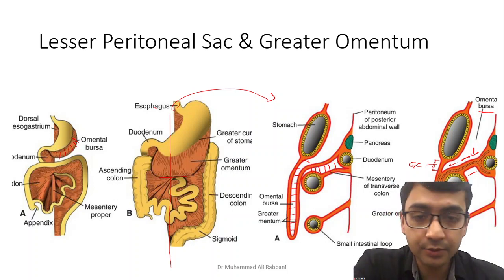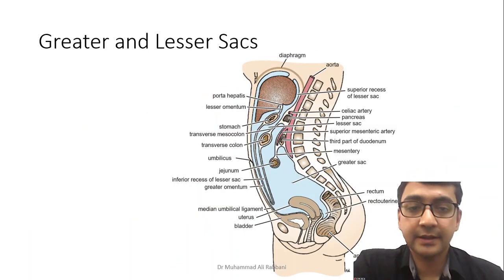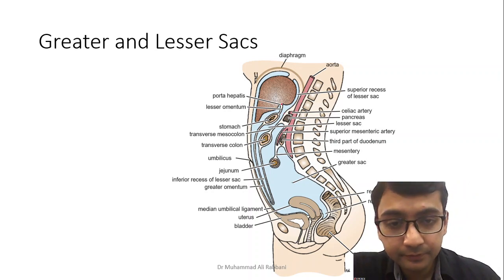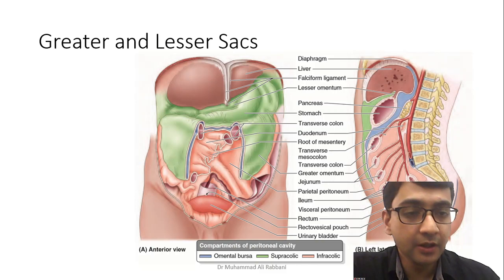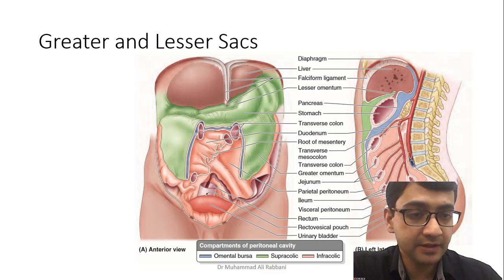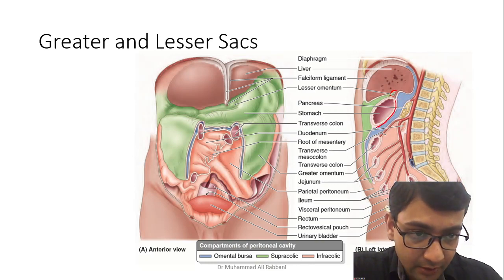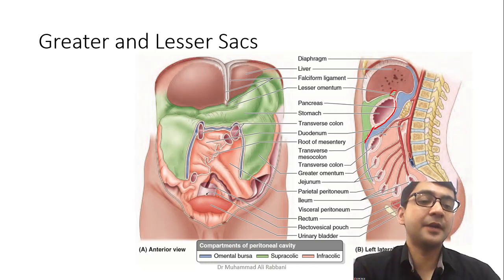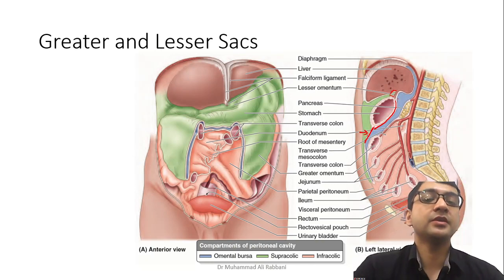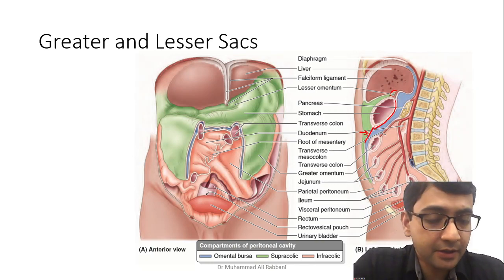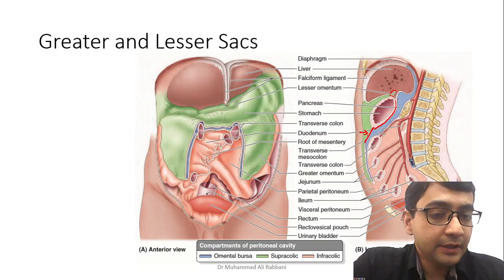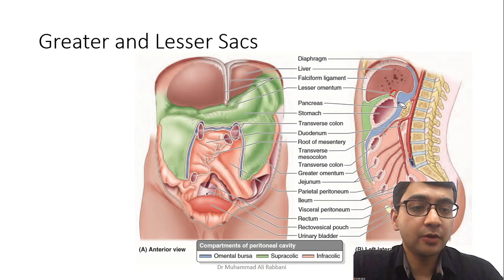Now you are ready to listen to the boundaries of the lesser sac. If you see the lesser sac from anteriorly, let me go into this picture. Here in the blue color, the cavity of the lesser sac is being shown. The lesser sac anteriorly is bounded by the lesser omentum. Then it is formed by the posterior surface of the stomach. Then it is lined anteriorly by the greater omentum, the part between the greater curvature of the stomach and the transverse colon, that is also known as the gastrocolic ligament. So this is the anterior boundary.